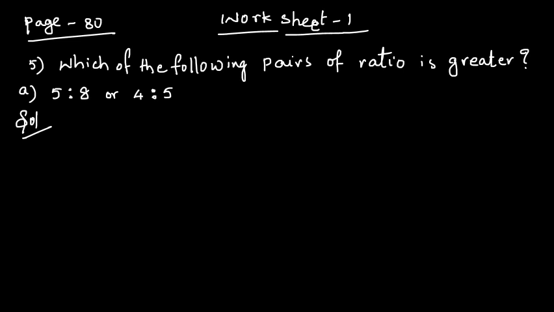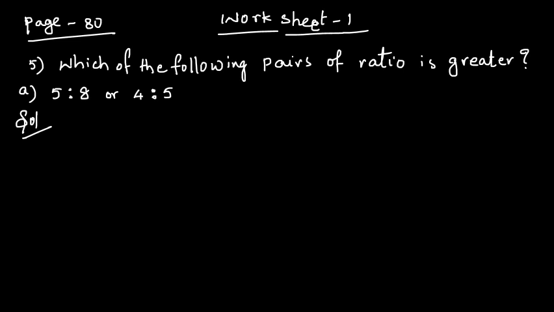Yeah, here worksheet number 1. On page number 80, we have question number 5. Which of the following pairs of ratio is greater? Here A bit is 5 is to 8 or 4 is to 5. To find out which ratio is greater, we can do it in two ways. One is the cross multiplication method, the other one is making the denominators equal.